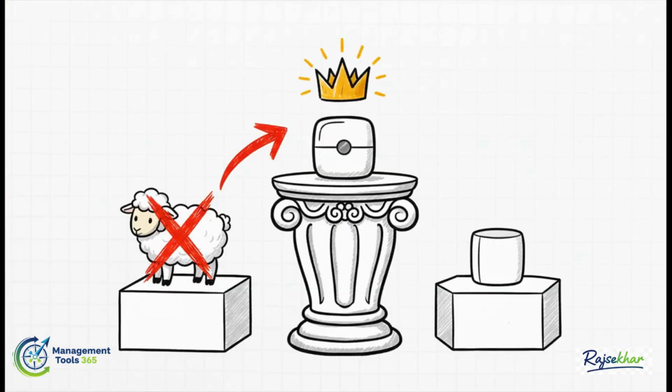And this is the absolute key, right here. The decoy is not meant to be sold. You don't want anyone to actually buy it. Its only job is to be a kind of sacrificial lamb, to completely reframe the decision in the customer's mind. It shifts their thinking from, should I buy this, to, wow, which one of these is the obvious best deal?